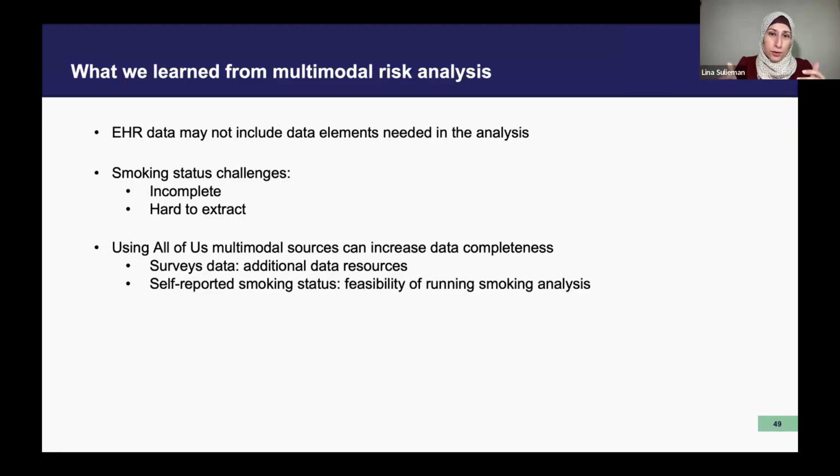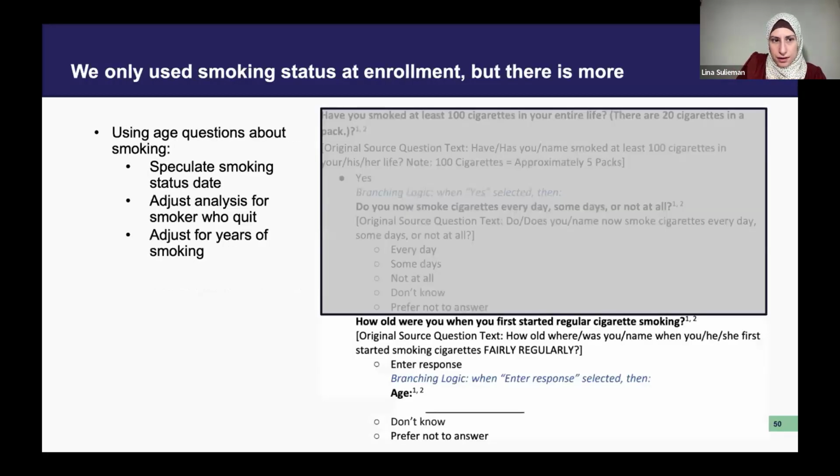In the EHR, you have to run natural language processing in order to extract that. So what we learned is that we can use, for example, the survey and the EHR in order to perform our analysis, as we saw in this example.